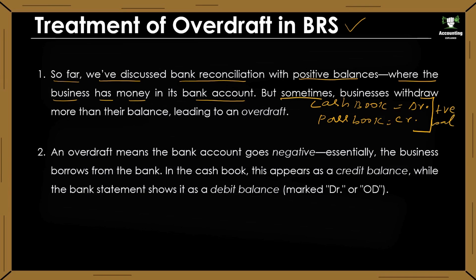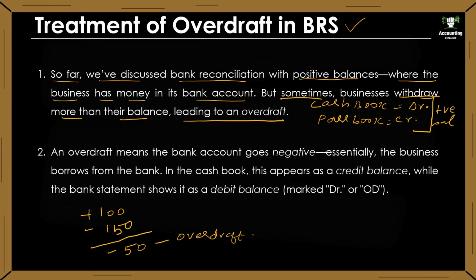Okay, but sometimes business withdraw more than their balance leading to an overdraft. Suppose the balance in the passbook or the cash book is plus 100 and you have withdrawn rupees 150, withdrawn means minus 150, then you will have a balance of minus 50. That minus 50 is your overdraft balance. Overdraft is nothing but you are drawing over and above your balance. Your balance is only plus 100, but you are withdrawing minus 150 leading to a balance of minus 50.